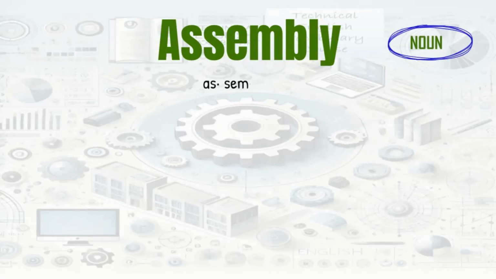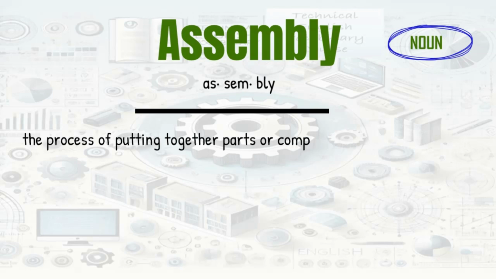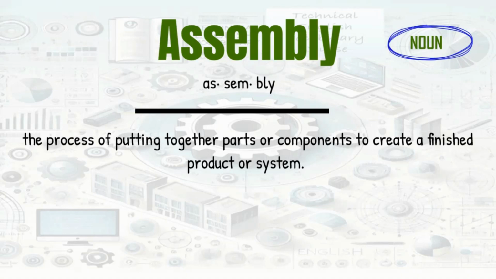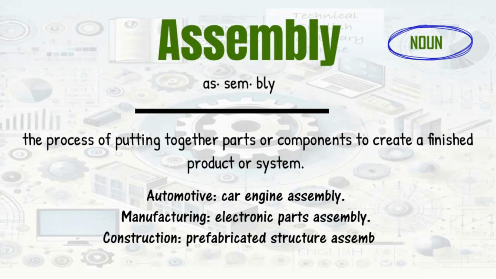Assembly. Assembly is a noun, and it is the process of putting together parts or components to create a finished product or system. Some example sentences are: in automotive, car engine assembly. In manufacturing, we might talk about electronic parts assembly, and in construction, prefabricated structure assembly.